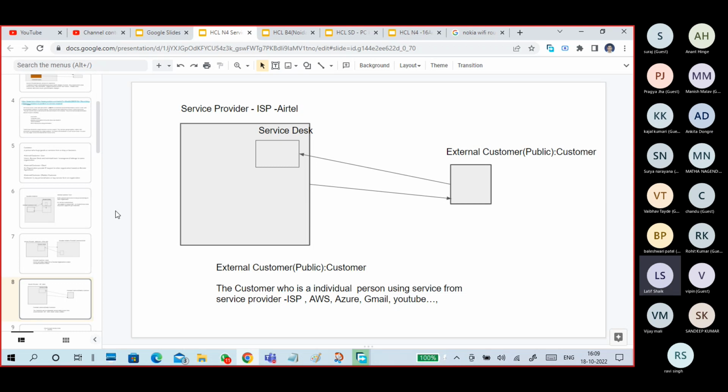I'm using services from service providers, different types of services, like internet services such as Airtel, Jio. I'm using Gmail, YouTube, AWS, Azure. These all come under this.